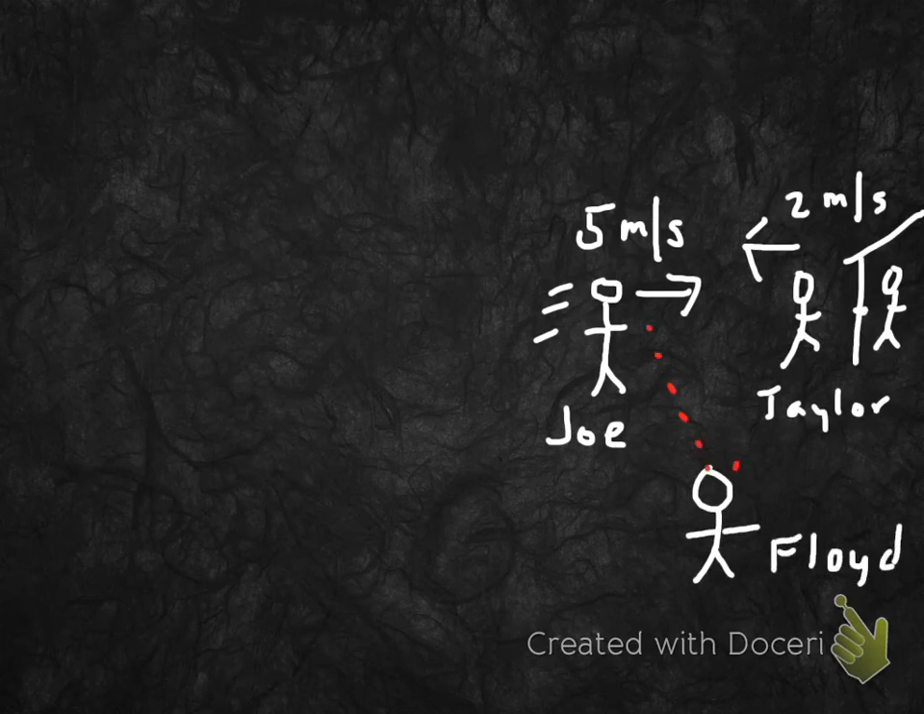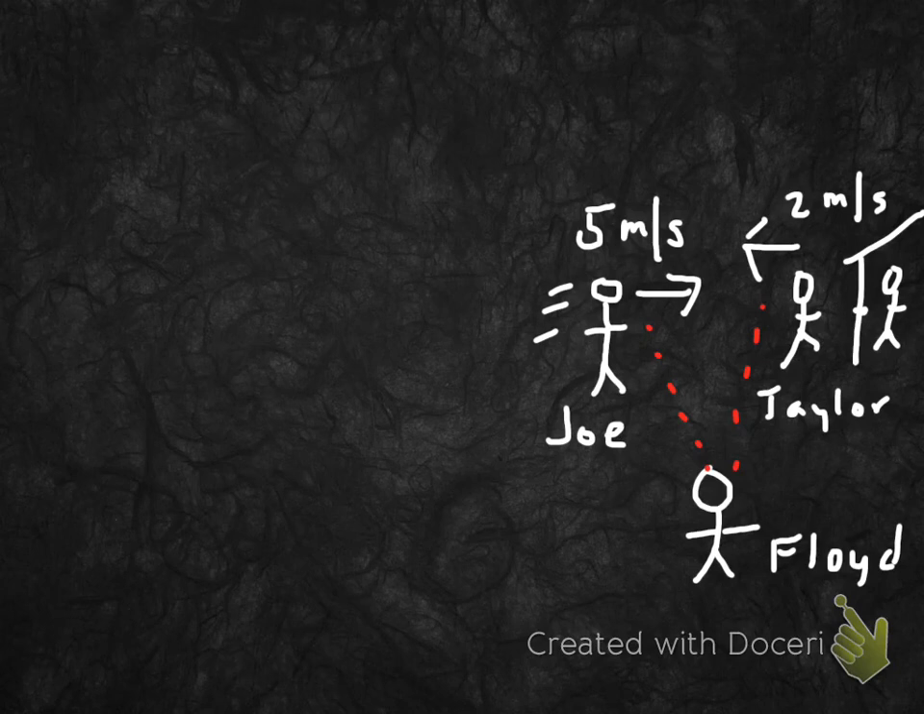Now let's say Floyd's out there, and he's just watching all this happen, kind of having a little chuckle as they about run into each other. But from Floyd's frame of reference, he sees Taylor moving 2 meters per second, and he sees Joe moving at 5 meters per second. He has no perspective that they're actually moving towards each other at 7. He just sees them individually moving, one at 2 and one at 5.